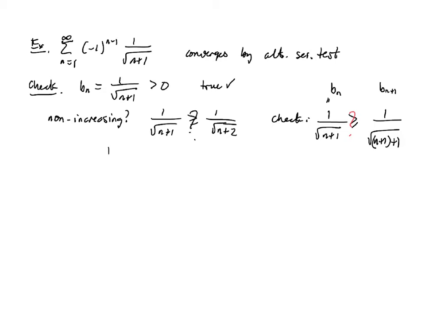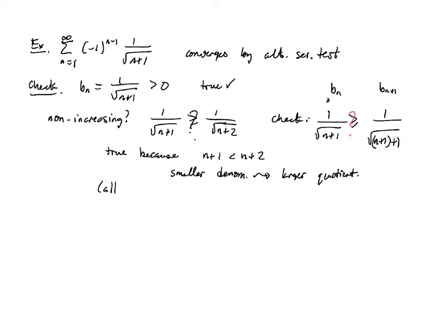And that's true because n plus 1 is less than n plus 2. So the denominator that I have on the left is smaller, which leads to a larger quotient. You can also check this if you want using an alternative technique of checking the derivative.